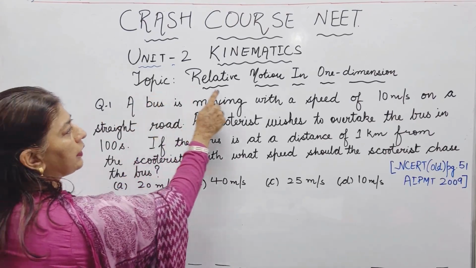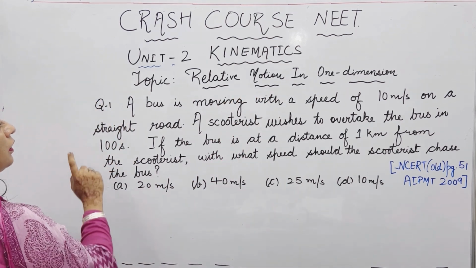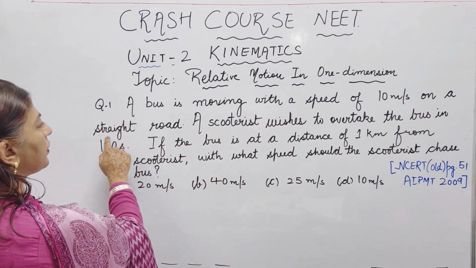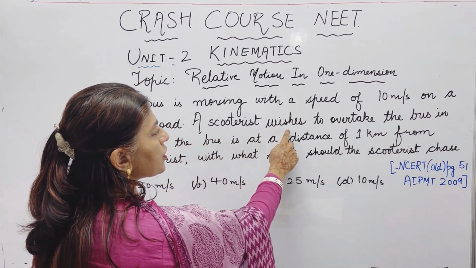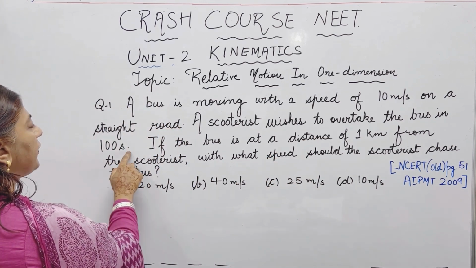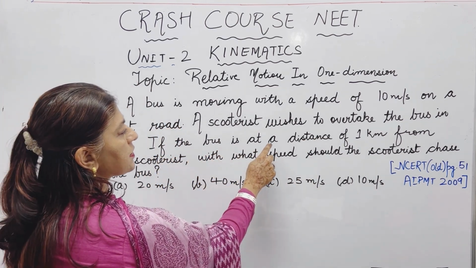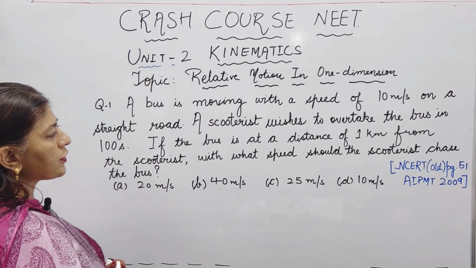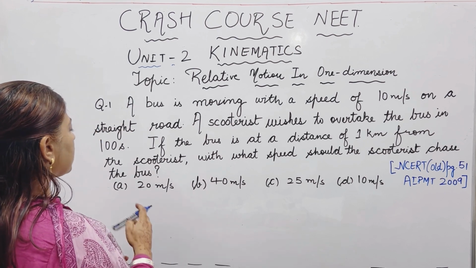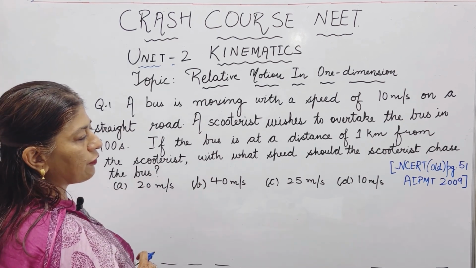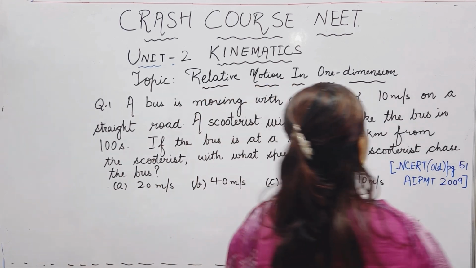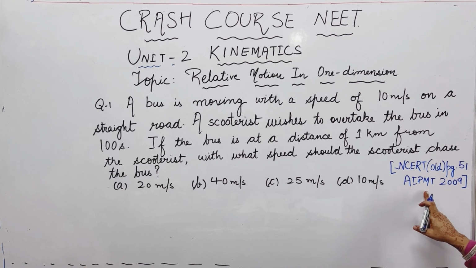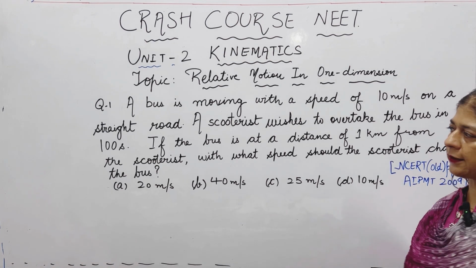We are taking the topic relative motion in one dimension. For this, question number 1 is: a bus is moving with a speed of 10 meter per second on a straight road. A scooterist wishes to overtake the bus in 100 seconds. If the bus is at a distance of 1 kilometer from the scooterist, with what speed should the scooterist chase the bus? These 4 options are given. This question is on page number 51 of old NCERT, and it came in All India PMT 2009.